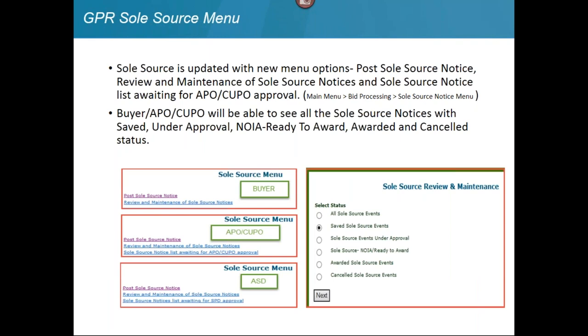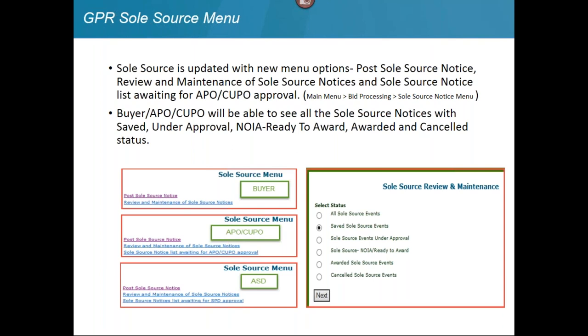On the screen is a sample of the menu options that the buyer, the APO, CUPO, and the agency sourcing division will have access to. So the sole source menu is updated with new menu options. So it's post sole source notice, review and maintenance of sole source notices, and then sole source notice list awaiting APO, CUPO approval. So the path to get there is through the main menu, bid processing, and then the sole source notice menu.